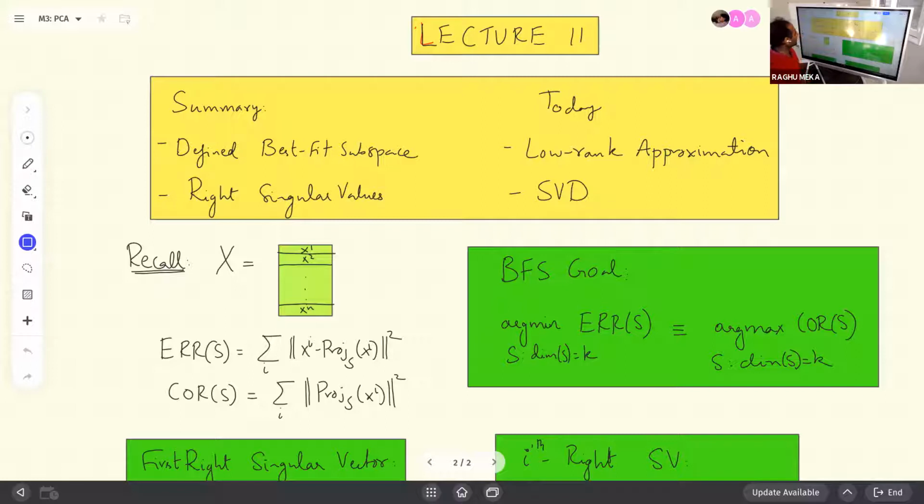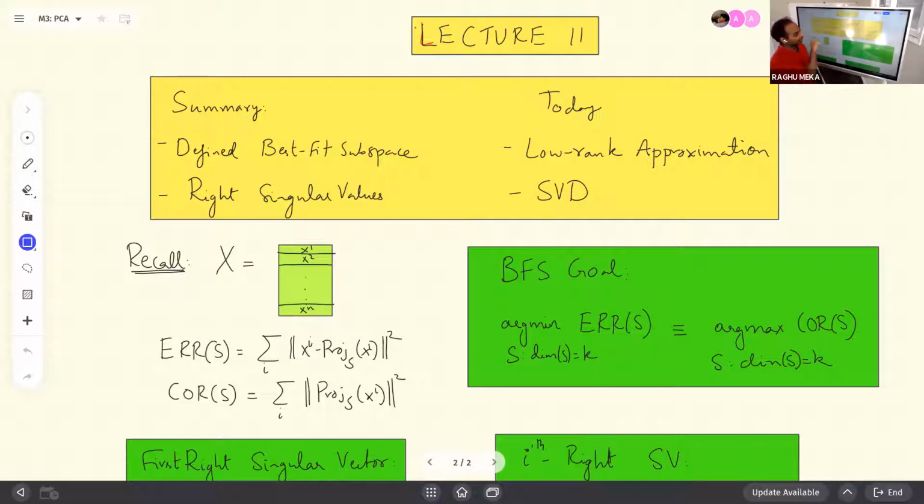Okay, so last class we were talking about this problem of the best fit subspace. So we defined what it is. We are given some data set and we would like to find the best low dimensional space that approximates the subspace. And we also introduced this notion of right singular values, which were giving us a handle on how to solve this problem.